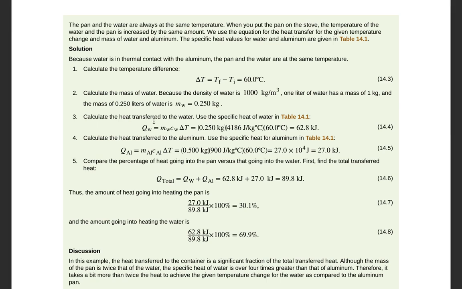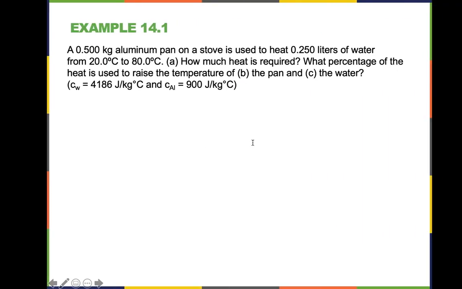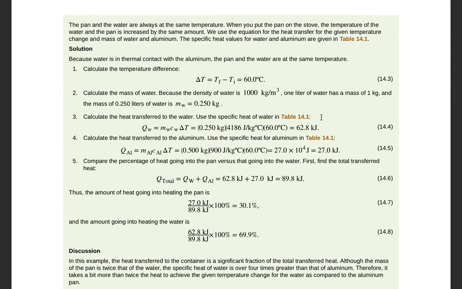For 3, we calculate the heat transferred to the water, using the specific heat, which was given to us here. You can get it from table 14.1 as well. We have Q equals mc delta T, and we know our mass, 0.25 kilograms. We know our specific heat, 4,186, and we know our change of temperature, so 60. You multiply that out, you get 62.8 kilojoules.